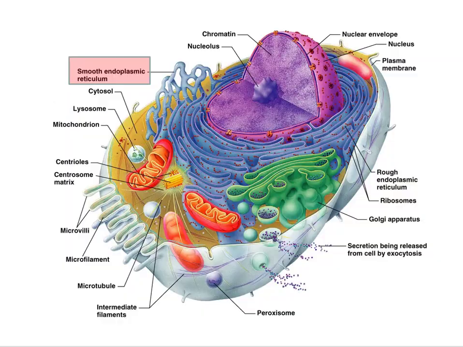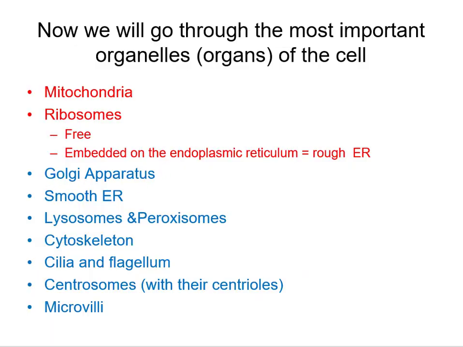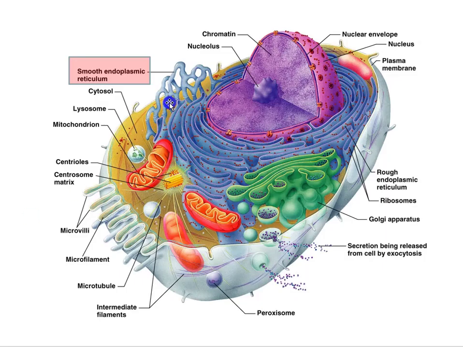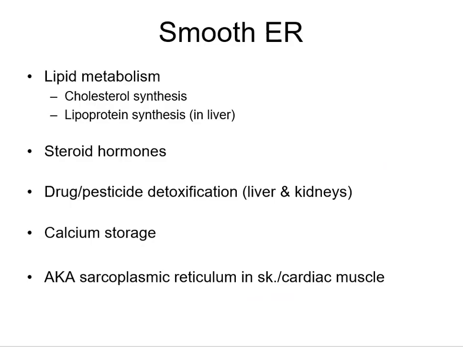Next then is smooth ER. So on our list, we did Golgi apparatus. Now let's talk about what you need to know about smooth ER. Again, we've seen this just a moment ago. Smooth ER is the part of the endoplasmic reticulum that does not have ribosomes. So what does the smooth ER do? Smooth ER is involved with lipid metabolism, specifically cholesterol synthesis and lipoprotein synthesis. The liver cells, the hepatocytes, have tons and tons of smooth ER because the liver is the primary site for cholesterol synthesis in your body.